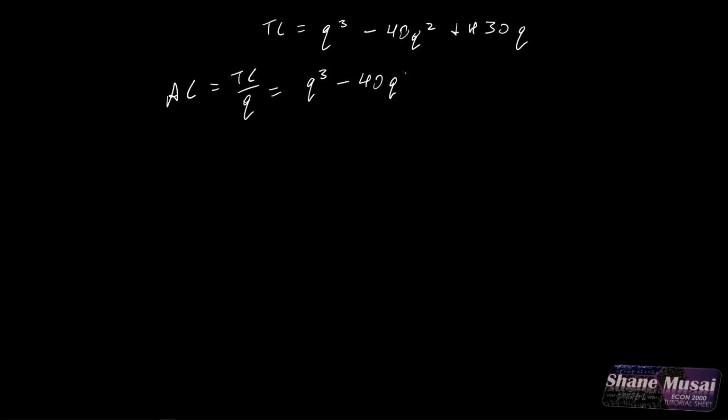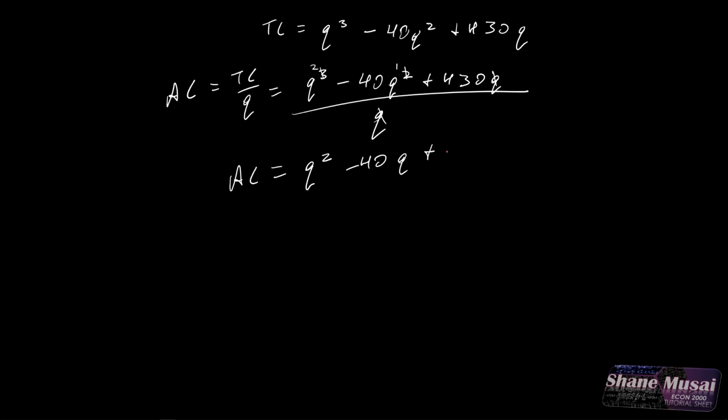So we know that the total cost function is given by q cubed minus 40q squared plus 430q. So the average cost function is equal to the total cost function divided by q. So if we type back the total cost function, q cubed minus 40q squared plus 430q, and we divide the whole thing by q, then this would cancel out, this would turn to 1 and this would turn to 2. Then we would have the average cost function equivalent to q squared minus 40q plus 430. So that answers the first part of part B.